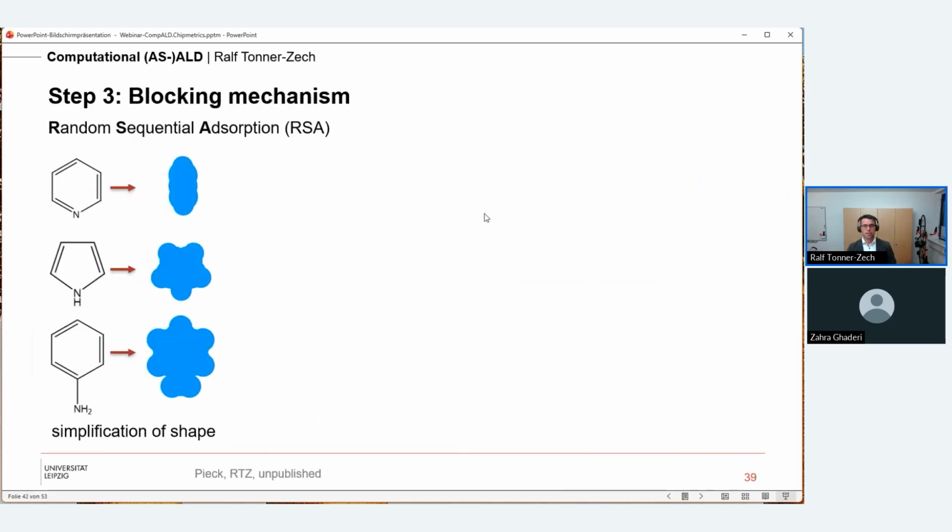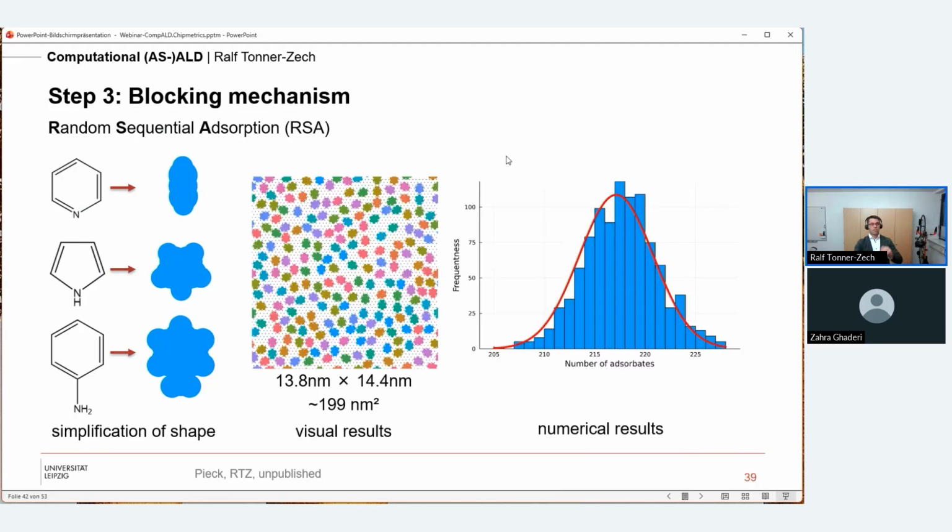And in a subsequent study, Fabian investigated this mechanism with random sequential absorption. It's a new algorithm that he's currently developing. And so you have to simplify the molecules, and then you can sort of visualize the results of these molecules on the surface. So you see you have quite large cells that can be covered with rather reasonable accuracy. And you can also sort of count all the runs of your adsorbate adsorption on the surface. So you can do thousands or even 10,000s of different runs to get a good statistical distribution.